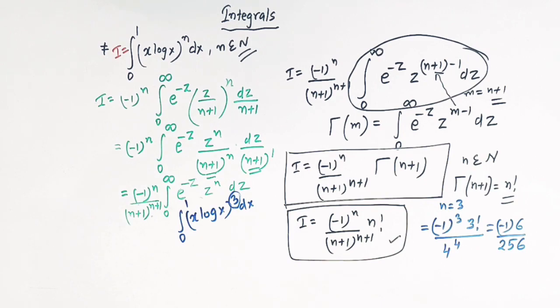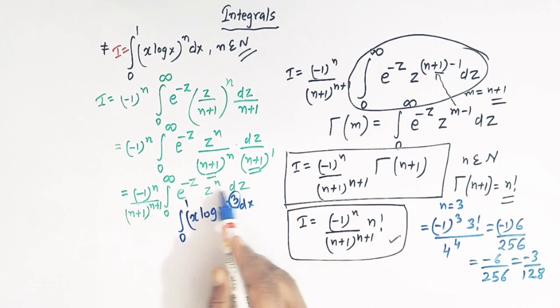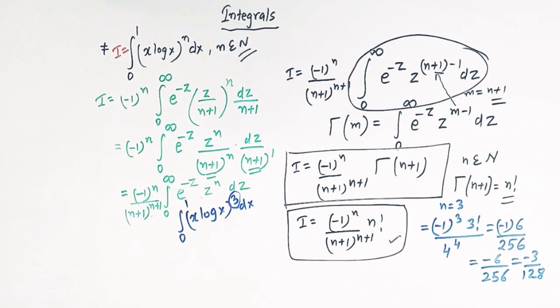256. So let us simplify it. We have minus 6 over 256. So 2 3s are 6, then 2 12s are 24, and here we have 8. So the value of this integral is minus 3 divided by 128.